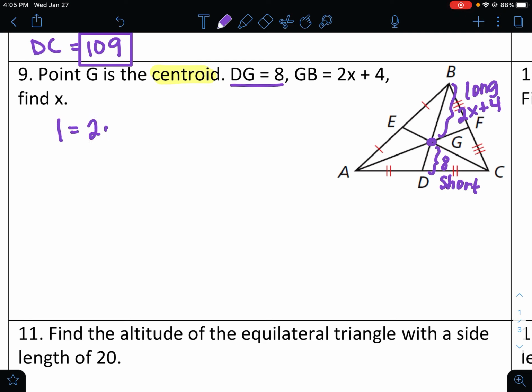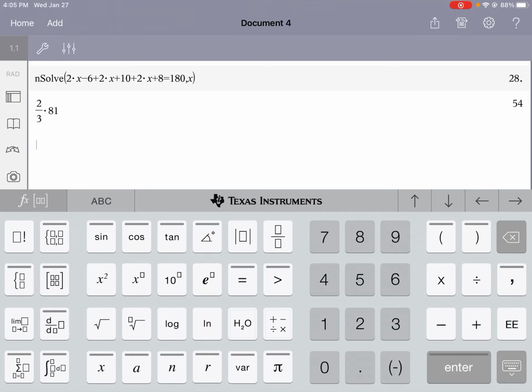So again, we're going to need to use this equation. That's the only equation that only has long and short. And we don't want the whole thing because we don't know the whole thing. All right, so the long part was 2x plus 4 equals 2 times the short part, which is just 8. And that is what you need to type into your calculator for NSolve. And I'll be nice and do this one time for you.